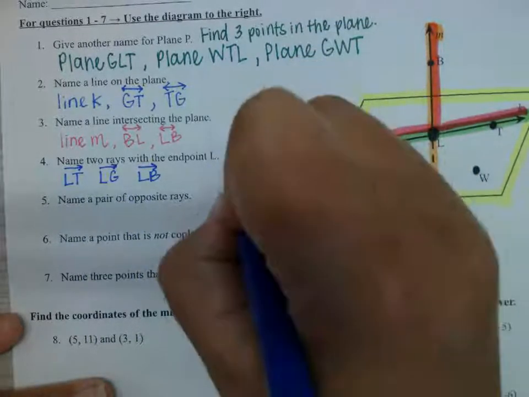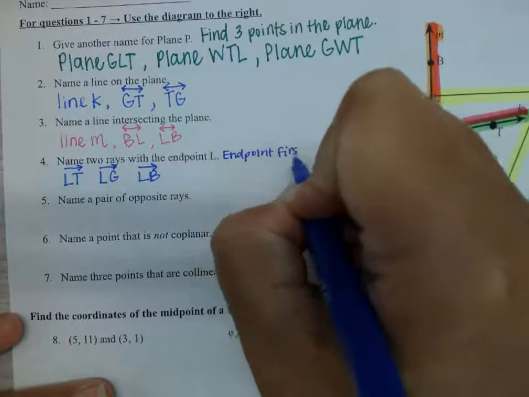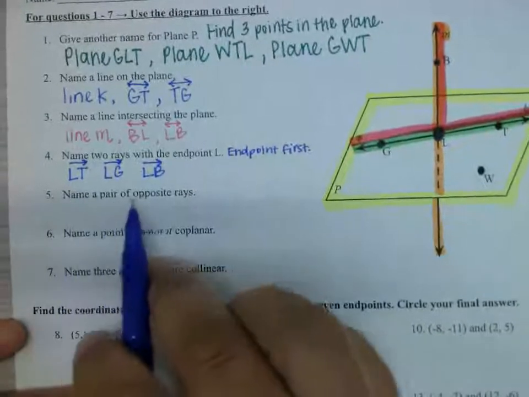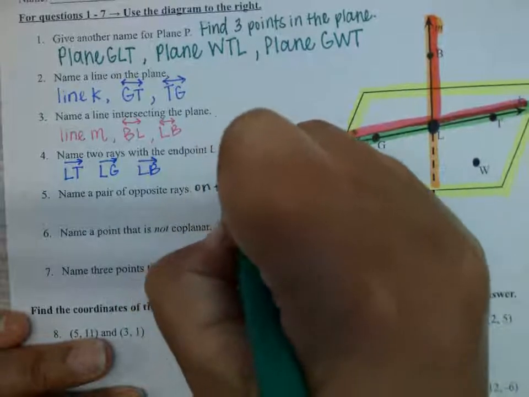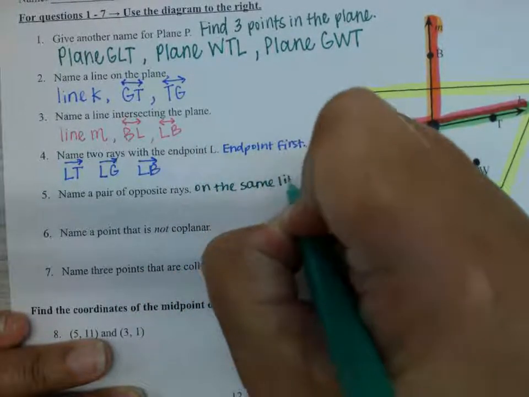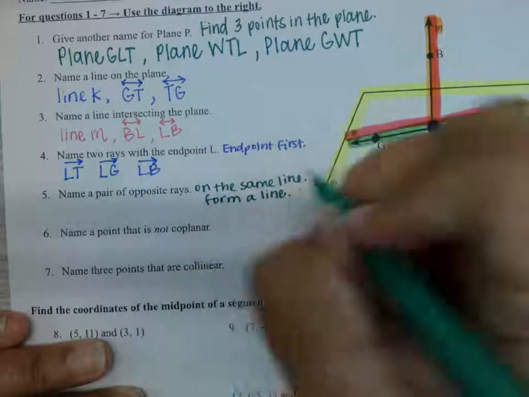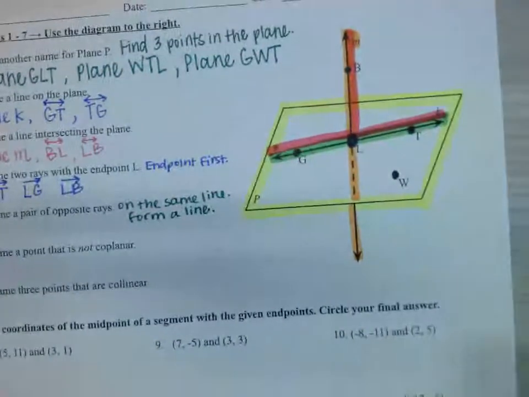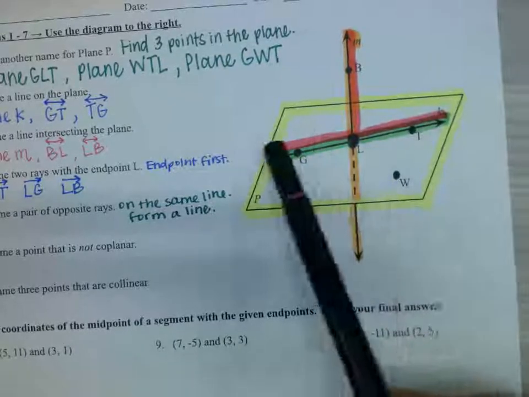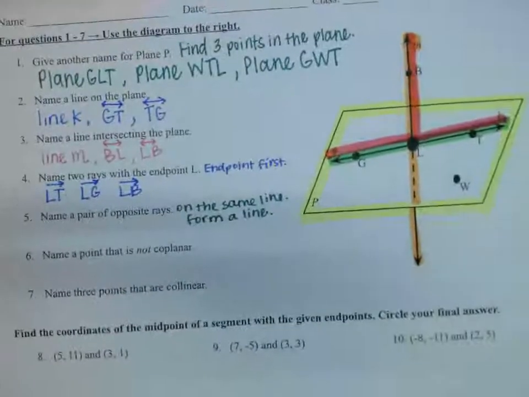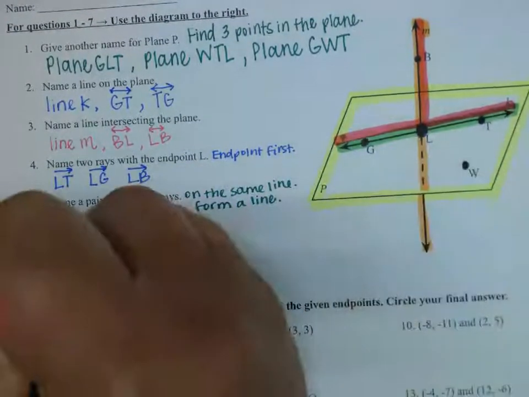Okay. Name a pair of opposite rays. Opposite rays are on the same line. Or you can call it, they form a line. So if I were to connect these two, they would form a line. So which one of these forms a line? Well, I see a pink going this way and a pink going this way. So obviously line GT has two rays that are opposite of each other. So you would write ray L to T and ray L to G are both on that line.